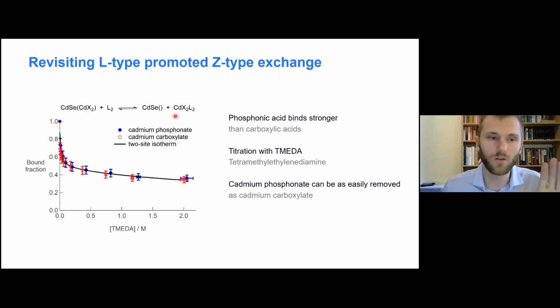Does this mean that cadmium oleate and cadmium phosphonate have an equal binding affinity to the surface? No, I don't dare to say that. I think if you want to know that, you have to do this desorption experiment without extra ligands, but purely thermally activated, and see which one desorbs first when you increase the temperature. What this data does tell you is that a phosphonate does not protect the nanocrystal from desorption by L-type ligands. So this is my interpretation of this data.